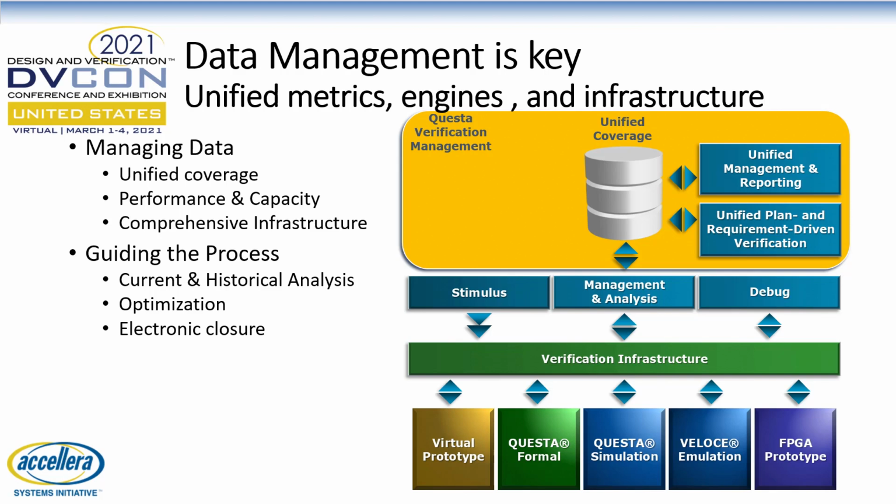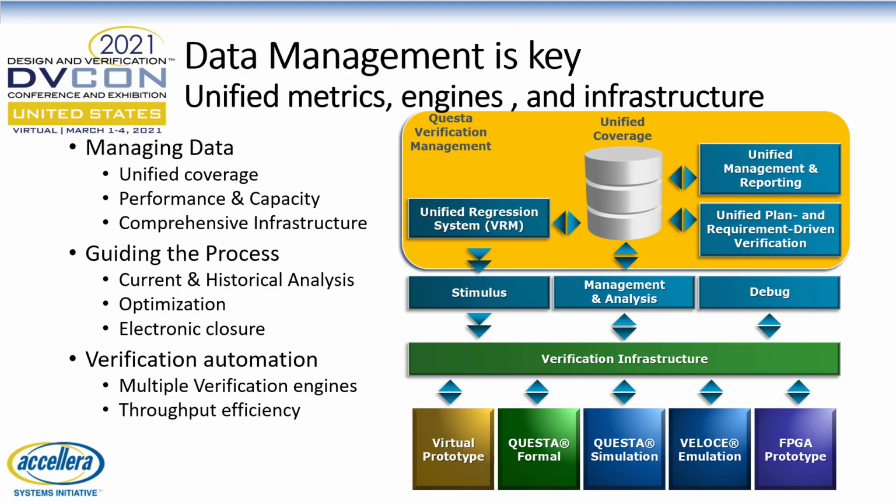And the key here is that all of the data is directly connected to the tools, so it's not just a spreadsheet. Everything is recorded automatically. We've automated the regression process so that based on your coverage and debug results, you can easily rerun specific tests or groups of tests on whichever engine originally ran them. If a test passes, it's automatically put in the database along with its coverage results. Failing tests can quickly be triaged, debugged, and fixed.